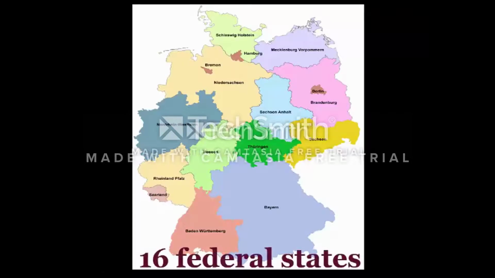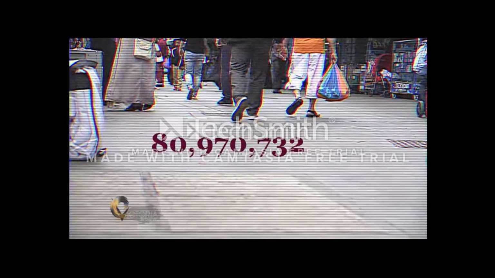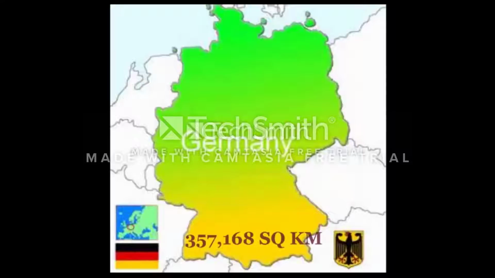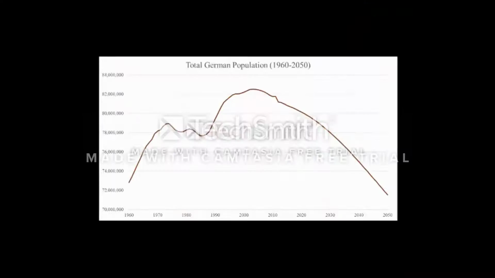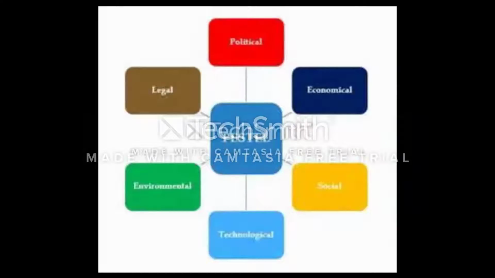The country itself is comprised of 16 federal states. While these states slightly differ in regards to, for example, education and transportation regulations, most laws are held on a federal level. Germany has a total population of about 80 million people and covers an area of 357,168 square kilometers. Population has been declining over the last years primarily due to demographic shifts resulting from a fairly low birth rate. Let's examine the PESTEL model to gain a greater understanding of this country.